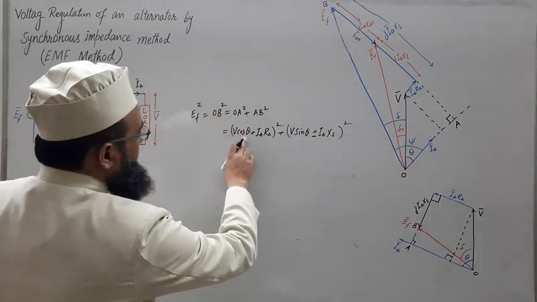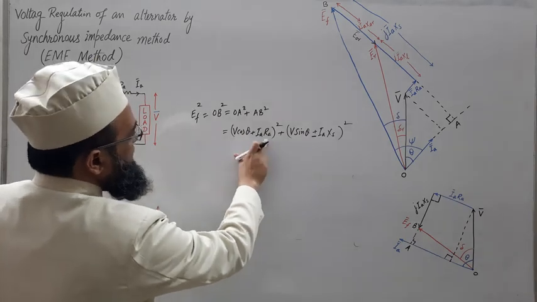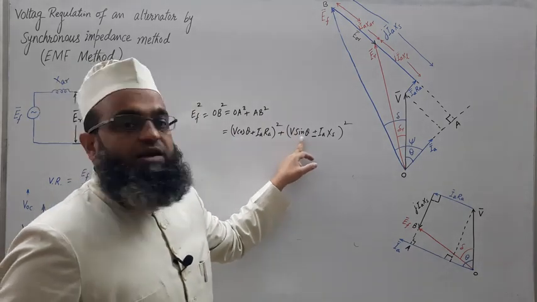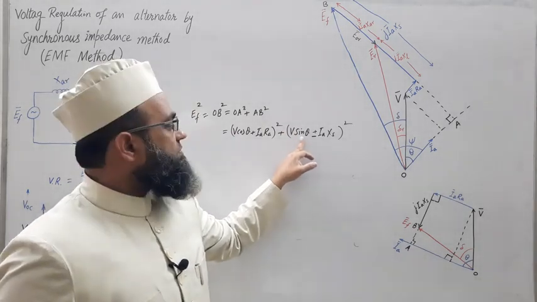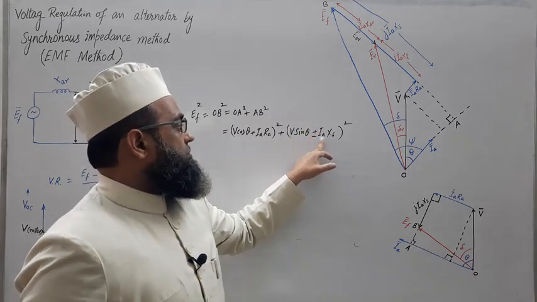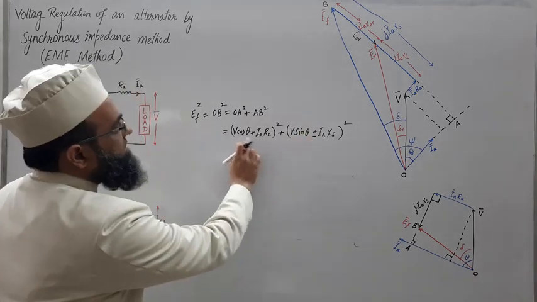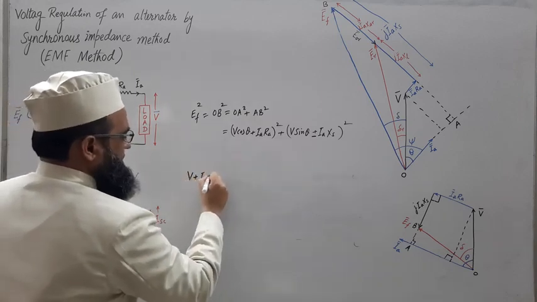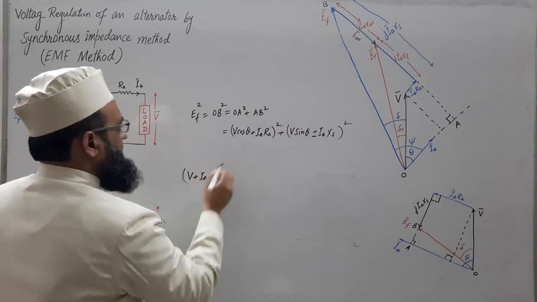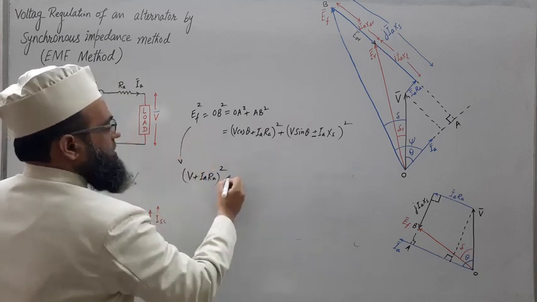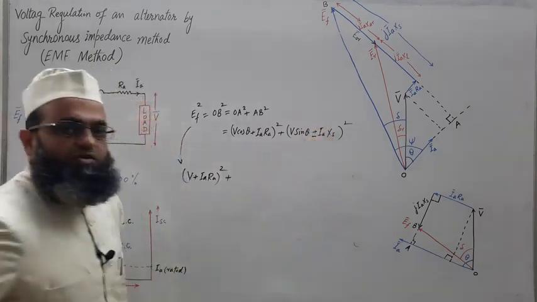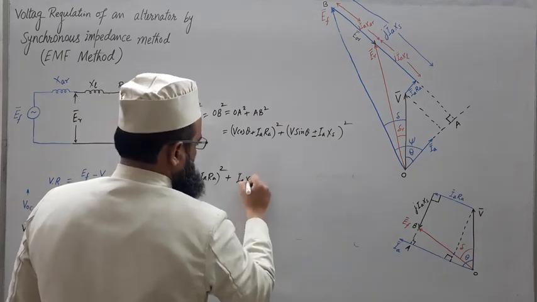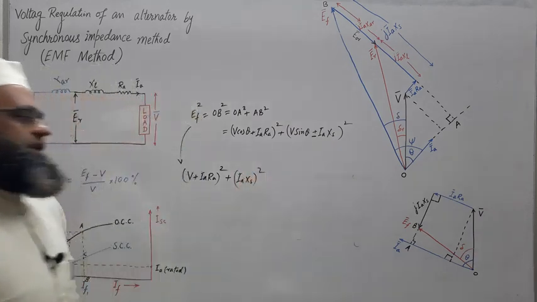So cosine theta will be 1. It means this will become V plus IARA whole square plus sin theta will be 0. So we will get V plus IARA square. I am writing here for unity power factor, V plus IARA square the same, plus this will vanish, sin 0 is 0, plus IAXS square for unity power factor load.